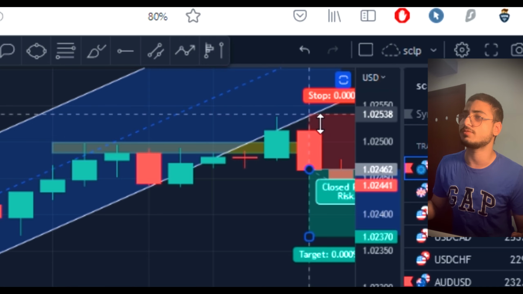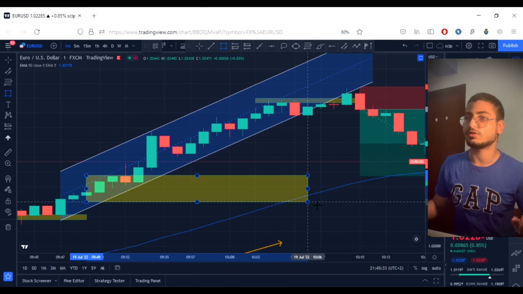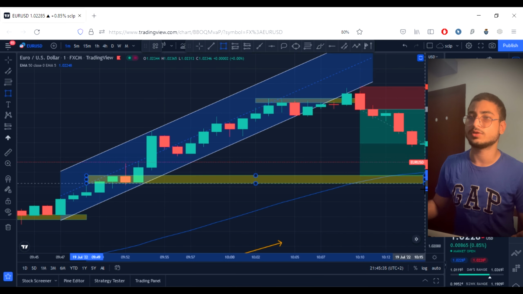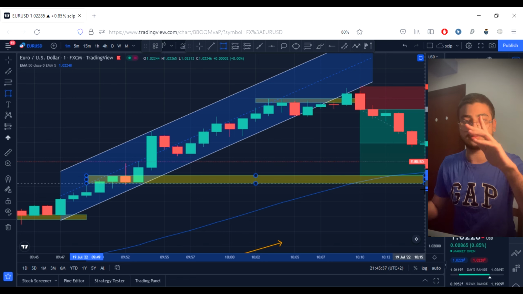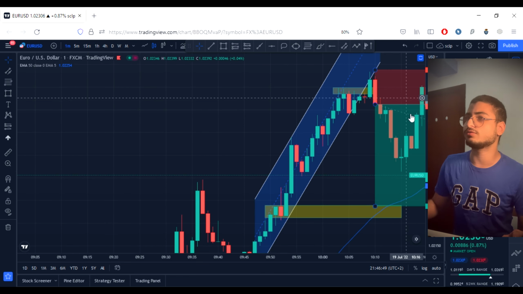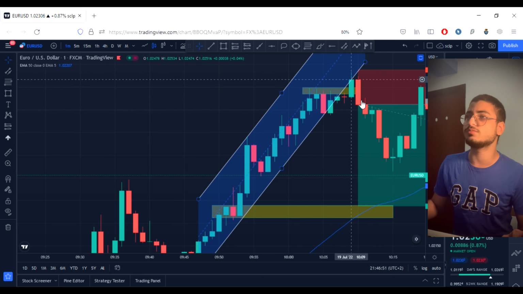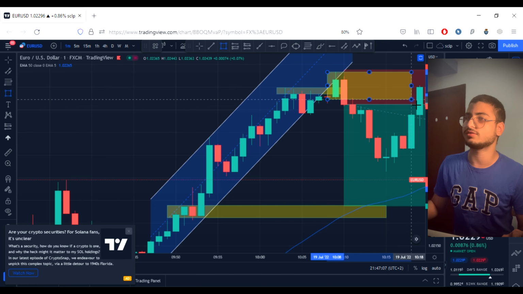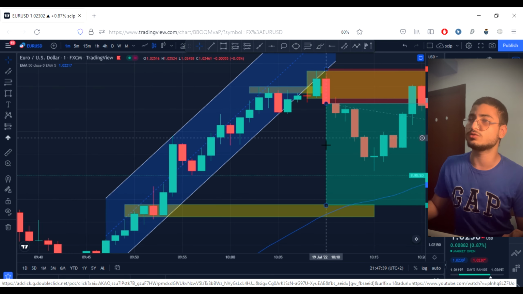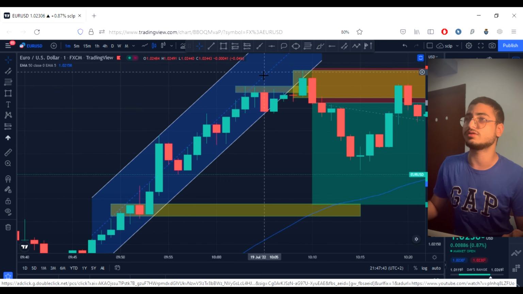My stop is just above the candle, and my target was this demand right here, because it can touch the demand and rally up. While it was correcting to the upside, I was watching this zone because I know this is a very good demand zone, this candle right here. So once it touched the zone and was going downside another time, I entered another trade right here.